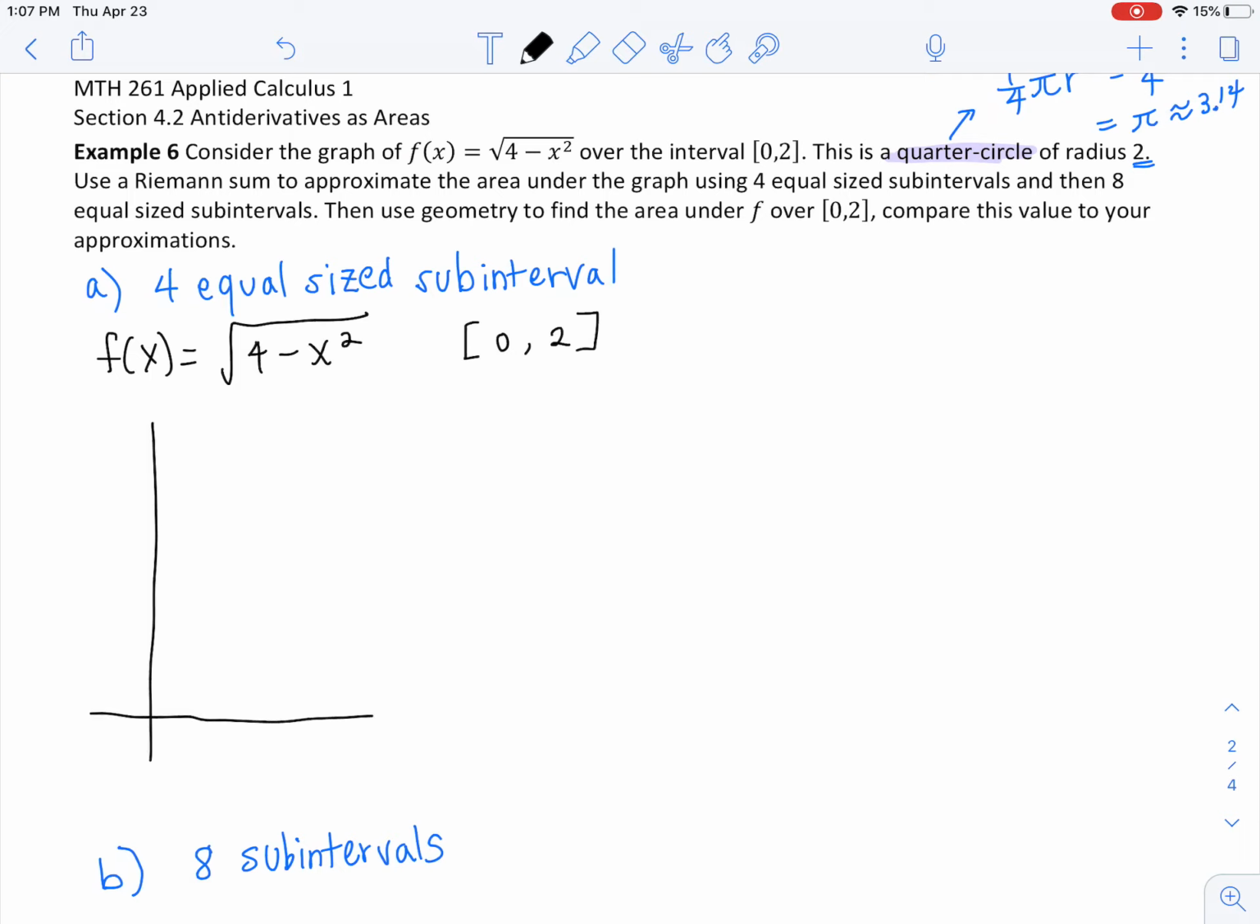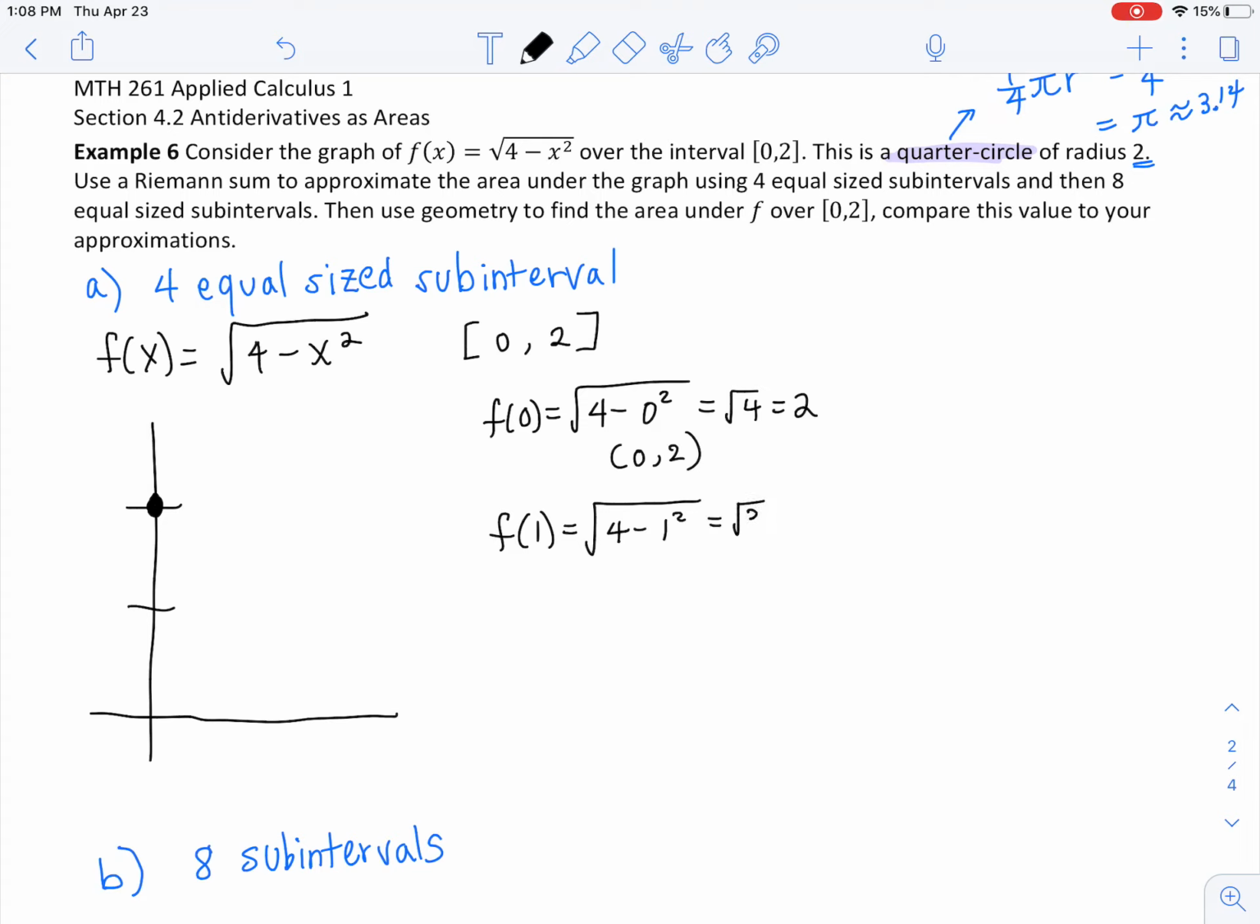All right, first, let us draw this f of x. f of x equals square root of 4 minus x squared. And thank goodness they gave us an interval from 0 to 2. Okay, so I'm going to go ahead and just graph something like this. I'm just going to do it old-fashioned way. When x is 0, I'm going to have square root of 4 minus 0 squared, which is square root of 4, which is 2. So 0, 2 is a point.